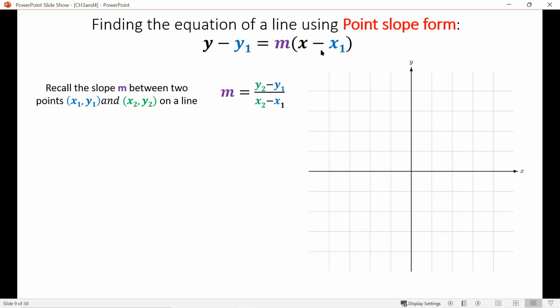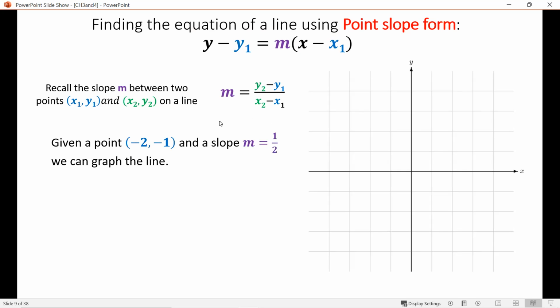Sometimes you might just have 2 points, in which case you're going to have to calculate your slope first. Okay. But let's say we've already calculated our slope. We'll just use one of our points and the slope. That's enough to graph the line. So it is also enough to find the equation of this line.